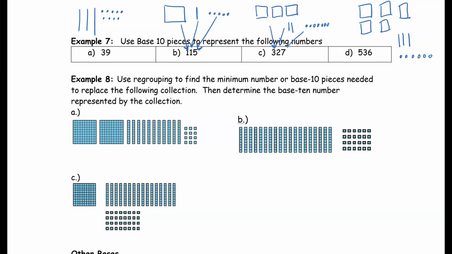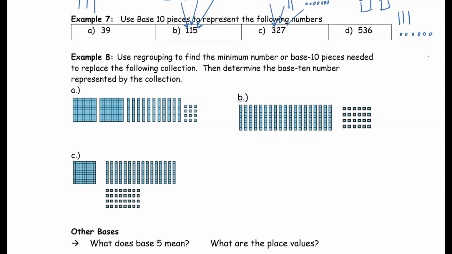So we introduce this by just having kids practice lots and lots of times. You give them a number, they make it with the blocks. You give them a number, you make it with the blocks until they become really familiar with drawing the picture. And you could do that with yourself also. You could make up numbers and draw them on the page just to practice drawing those pictures. Then once you have the pictures, the next part, example 8, is when we use what's called regrouping.